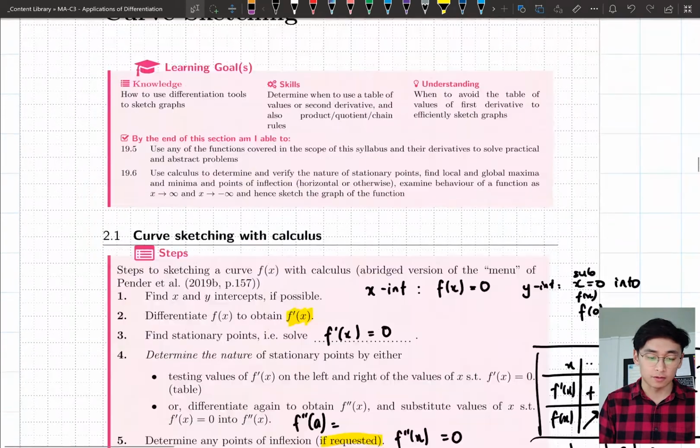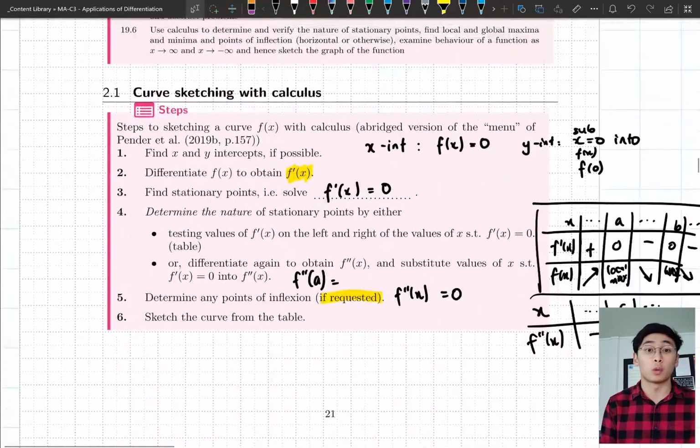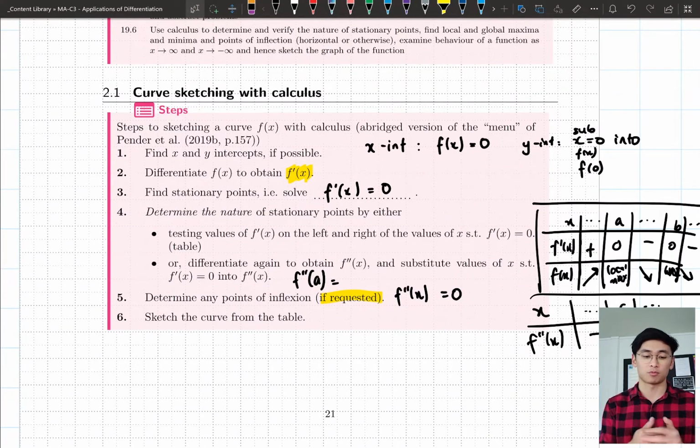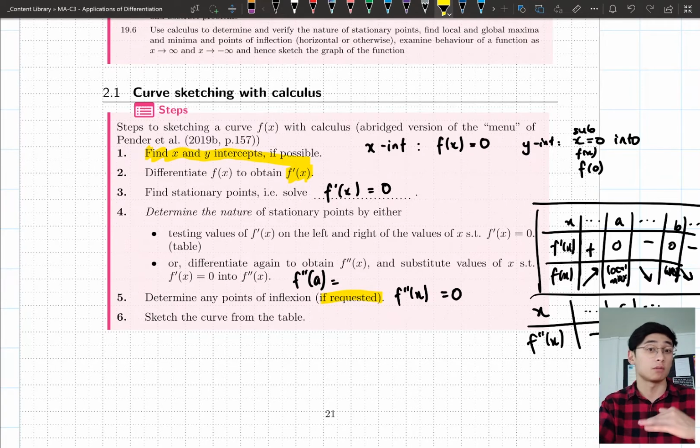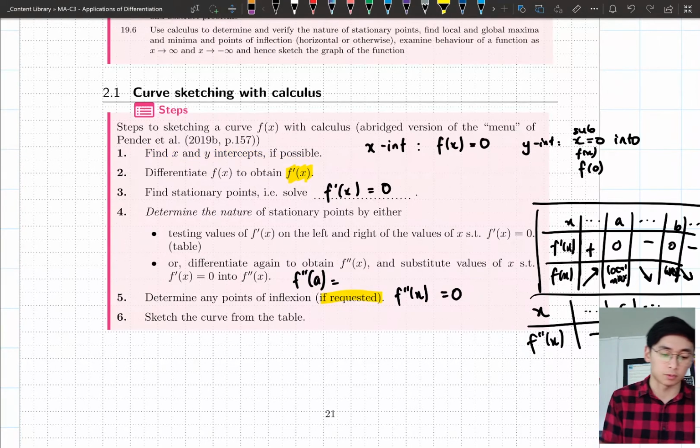Now, this set of steps, sometimes you don't follow it exactly, but if you're missing certain parts here and there, you might want to fill them in so that you can actually draw the graph correctly. So for example, if the question doesn't ask you to find the x and y intercepts, you might want to do that at the end just so you can put it into your graph. So let's have a go at this one.